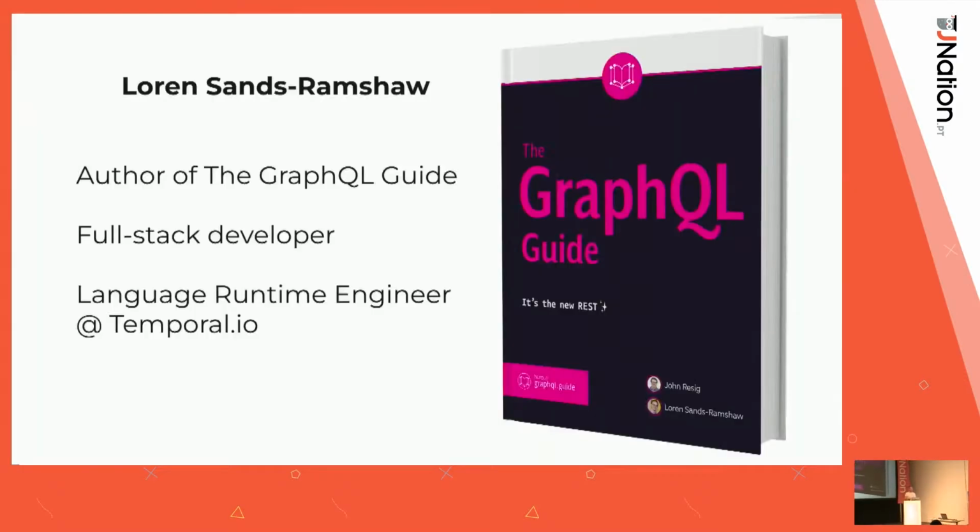My name is Loren Sands-Ramshaw. I wrote a book on GraphQL called The GraphQL Guide, and I'm a longtime full-stack web and mobile developer. My first job actually was apropos. It was in 2007, working at a tech startup where we were using GWT, Google Web Toolkit, to compile Java to JavaScript on the front end. It was cutting edge at the time. Enjoyed that framework. Currently, I'm working as a language runtime engineer at Temporal, which we'll get into in a bit.